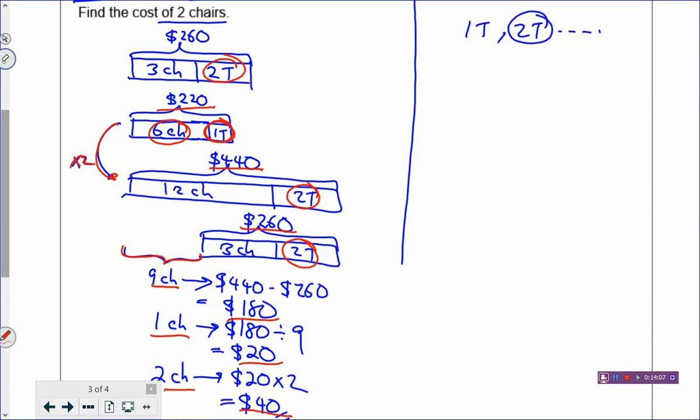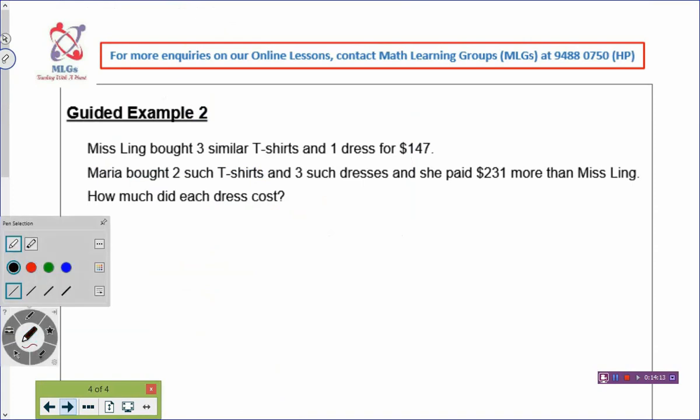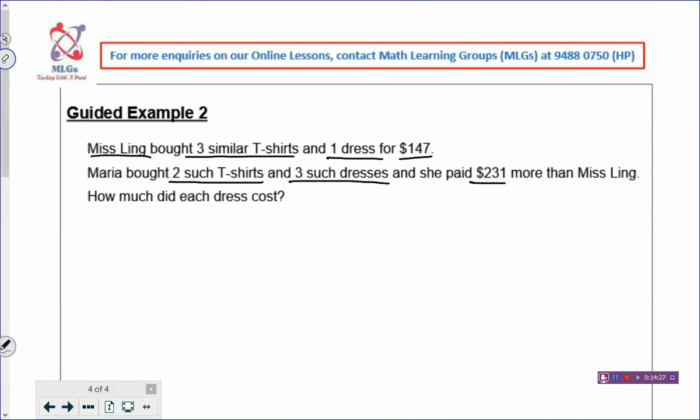Alright, now let's go to another example. Okay, now again, if we can't circle the groups, what do we do? We will have to get rid of 1 type by making the number equal. Alright, so let's read the question. Miss Lin bought 3 t-shirts and 1 dress for $147. Maria bought 2 t-shirts and 3 dresses, and she paid $231 more than Miss Lin. So how much did each dress cost?